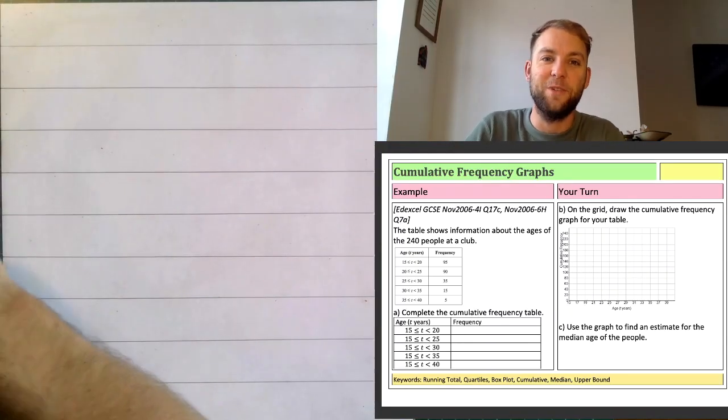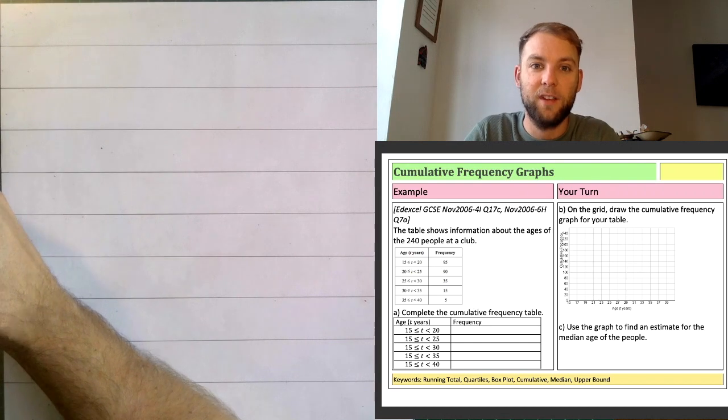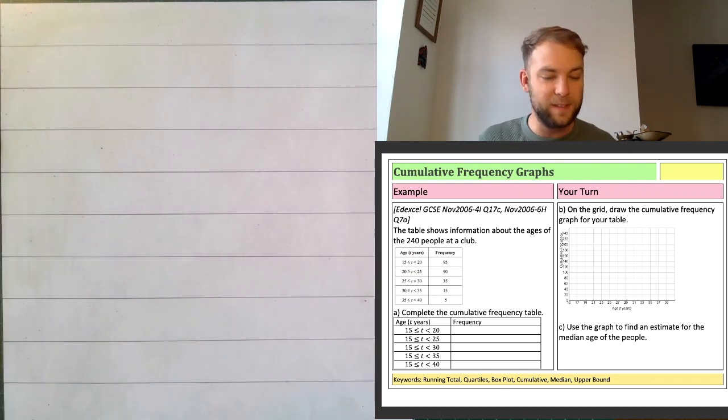Welcome to today's lesson, which is on cumulative frequency graphs. Now, with these, I always think it's best just to get stuck in with some past paper questions, because the past paper questions basically go through everything that you need to know for cumulative frequency graphs.